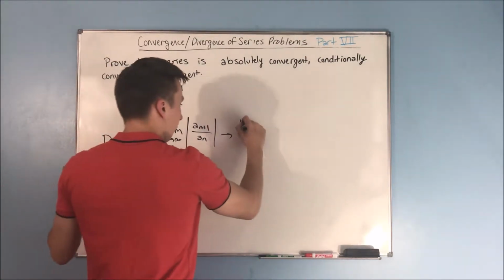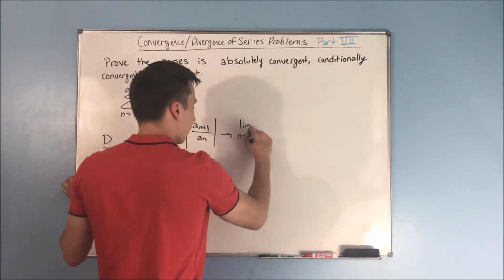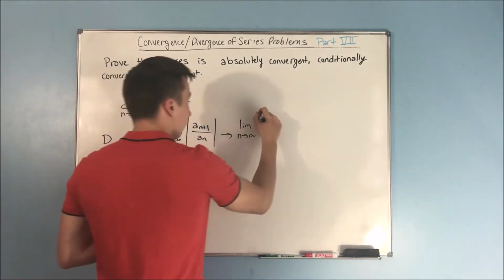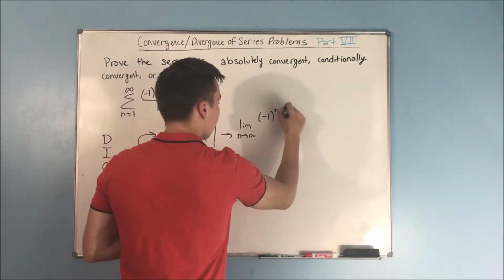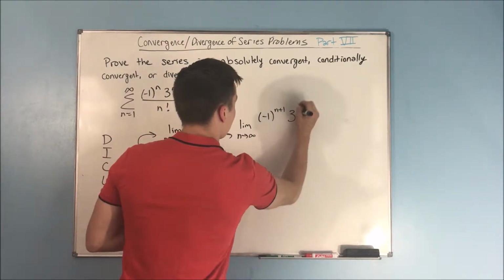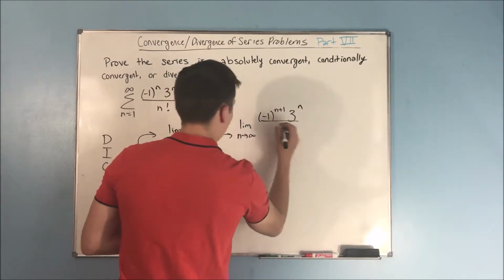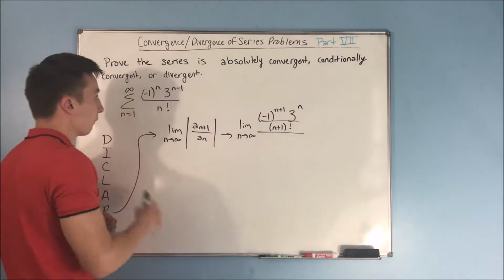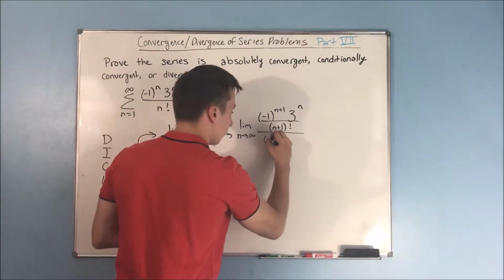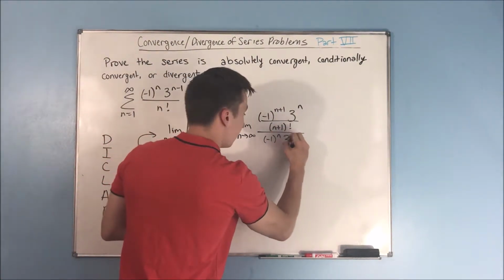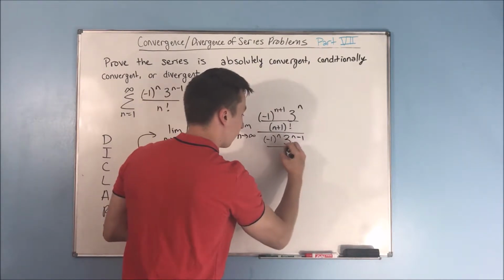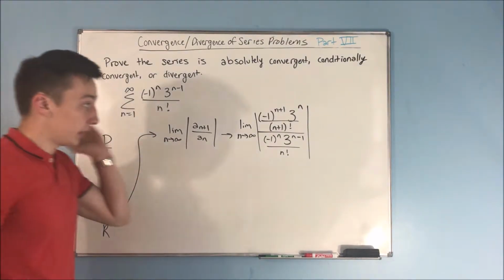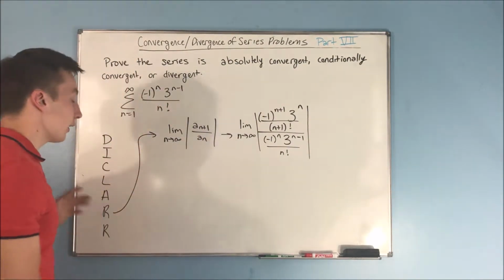And when we do that, we get the limit as n approaches infinity of a sub n plus 1, which will be negative 1 to the n plus 1 times 3 to the n over n plus 1 factorial, and that will be over negative 1 to the n times 3 to the n minus 1 over n factorial, and of course we have absolute value there. Now this is a mess right now, so let's clean it up a little bit.